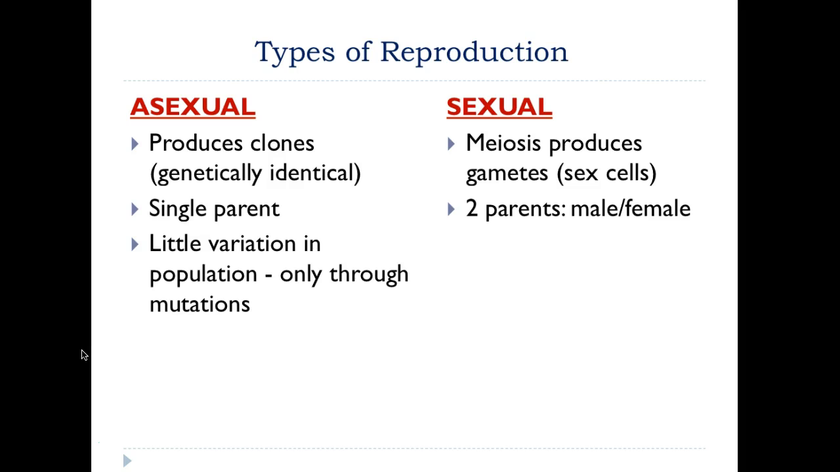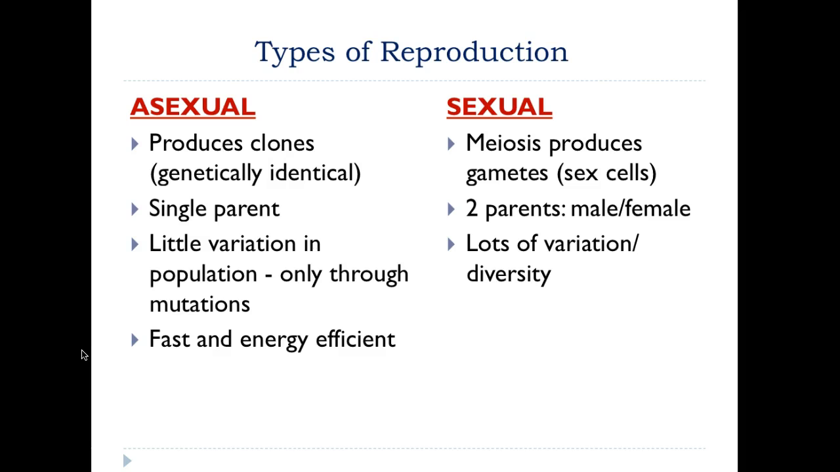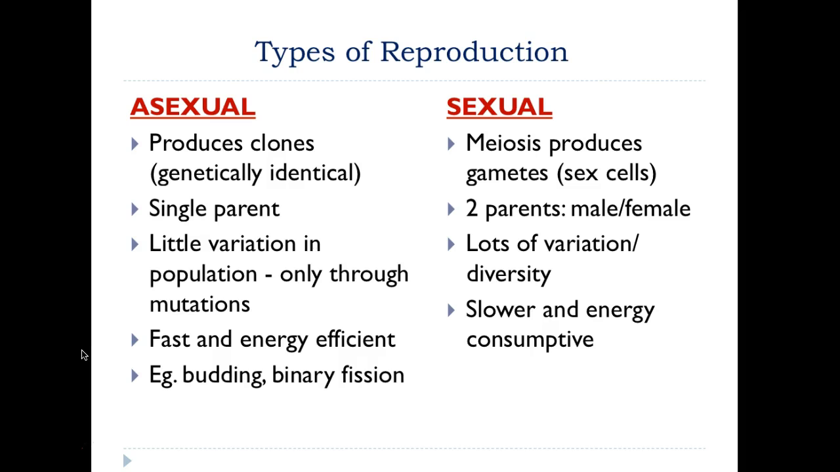In asexual reproduction, there's little variation in a population, and any variation that does take place is only through mutations. In sexual reproduction, there is lots of variation within a population, and that ultimately will lead to diversity among the population. Asexual reproduction is an advantage because it's fast and energy efficient. Sexual reproduction, on the other hand, is slow and consumes a lot of energy. Ultimately, from generation to generation, sexual reproduction is the more advantageous type of reproduction in that it does increase the genetic variability of a population.